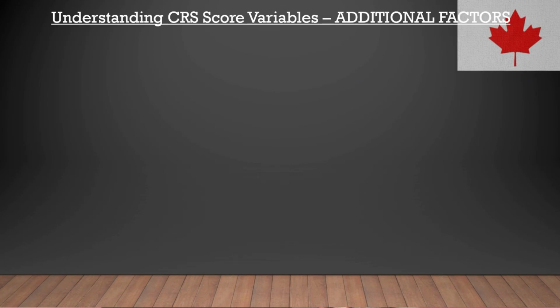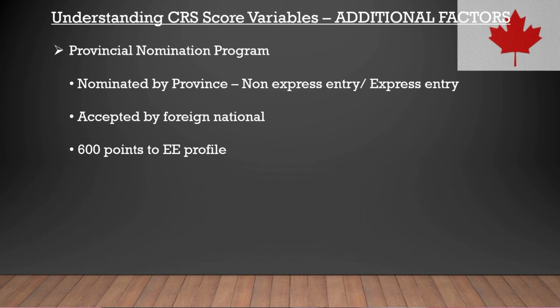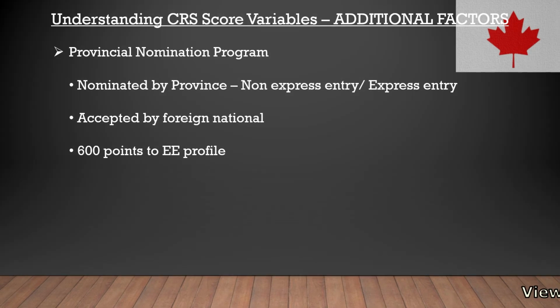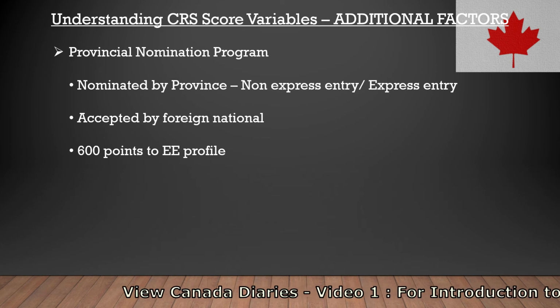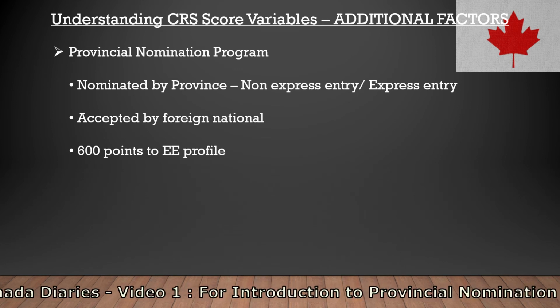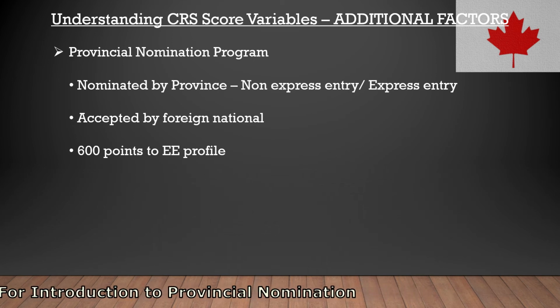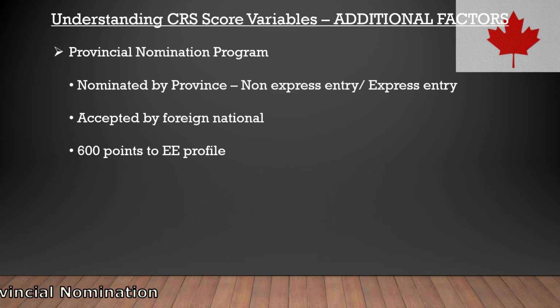Now let's move on to understanding additional factors. The CRS score depends upon various additional factors which I have already introduced you in the beginning of this video. The first one of them is provincial nomination. Either you have an express entry profile and hence you are nominated, or you don't have an express entry profile, you applied it to individual province, then got a nomination, then you can create again an express entry profile, give this reference, you will get the 600 points.